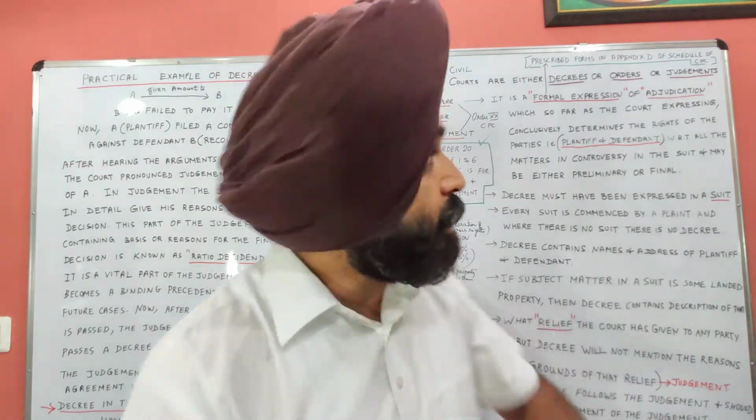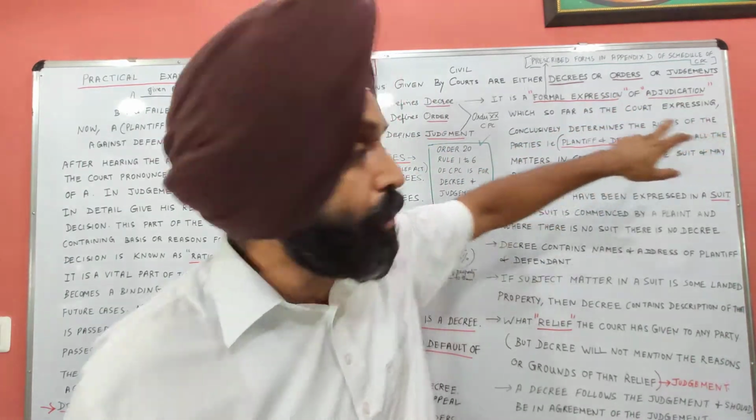The format is given in Appendix D of the Schedule of CPC, which you can see in the CPC Bare Act. At the end of it, a schedule is given in which Appendix A, B, C and D are given. You can see Appendix D of CPC, in which various formats are given for the various types of decrees. So decree is a formality which is mandatory for a judge to observe. It's a formal expression of adjudication. I've already told you in this definition.